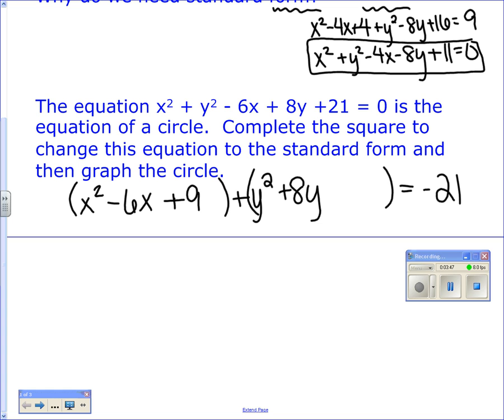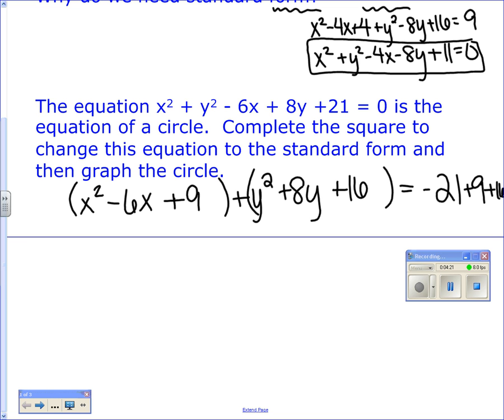So if I add 9 over here, what do I need to do to the other side of the equation? Add 9. Okay? So we're not doing it to the same side of the equation like we did on parabolas. Does that make sense? For this one, what number would go here? Half of 8 is 4. Square that, get 16, right? So if I add 16 here, what do I need to do over here? Does that make sense?